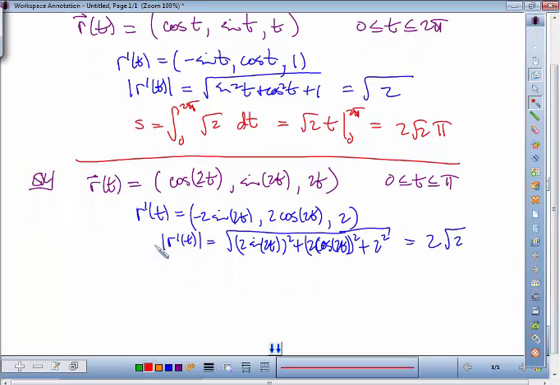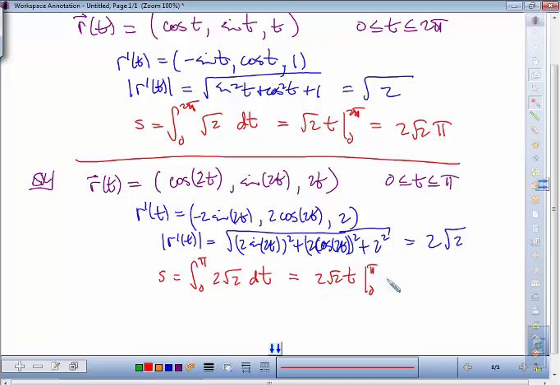Okay, so if that's correct, then I would integrate from 0 to pi of this constant 2 square root of 2 dt, and then this is going to give me a 2 root 2 t from 0 to pi, and then that's just going to go pi and then 0, so that's just 2 root 2 pi. So I get the same answer if I parameterize it differently.